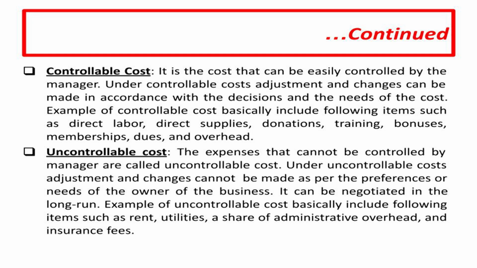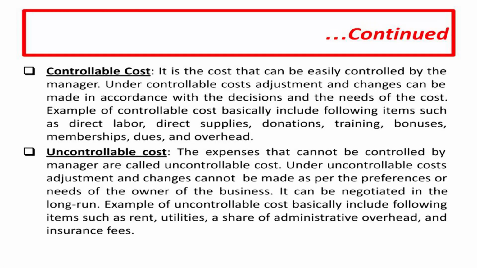Uncontrollable costs basically include rent. You have to pay the rent whether you are producing or not producing. Utilities, share of administrative overhead and insurance fees. That means there are certain fixed expenses which you have to bear at any cost. You cannot control that cost. But there are costs which you can increase or decrease, depending on the case. That means you can postpone that cost. So that is uncontrollable costs and postponable costs.